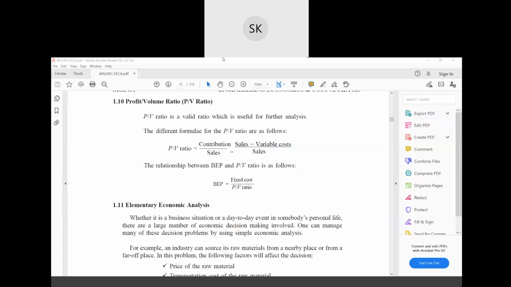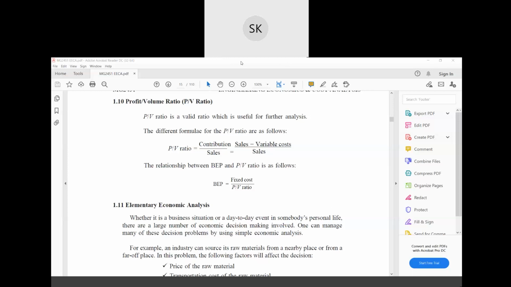Yes, ma'am. Okay. So in the last class, we studied break-even analysis, right? And we solved some numericals also. So today we'll continue with a new topic, that is profit volume ratio. After break-even analysis, you can find the profit volume ratio.